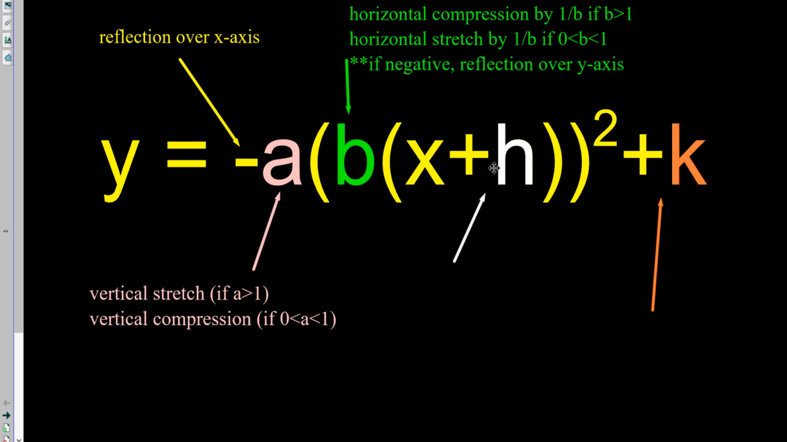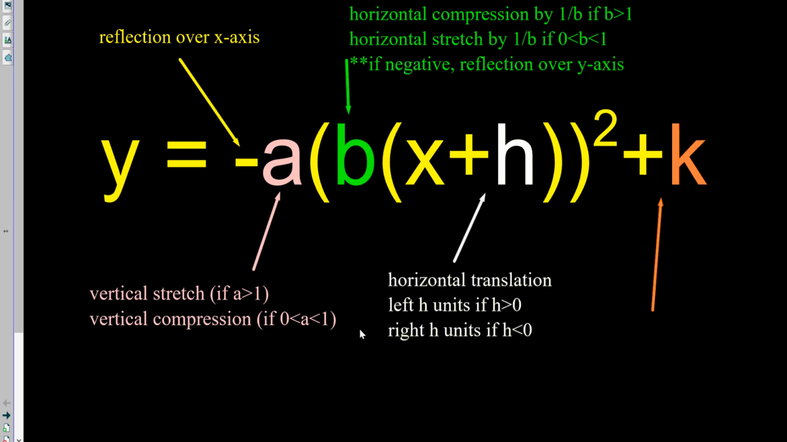This x plus h on the inside moves it left and right. It moves it left if it's positive, right if it's negative. That's called a horizontal translation. And then lastly, that plus or minus k on the outside is called a vertical translation, and that moves it up k units if it's positive or down if it's negative. So that's the basics of transforming functions. I hope that helped out a little bit. There you go.